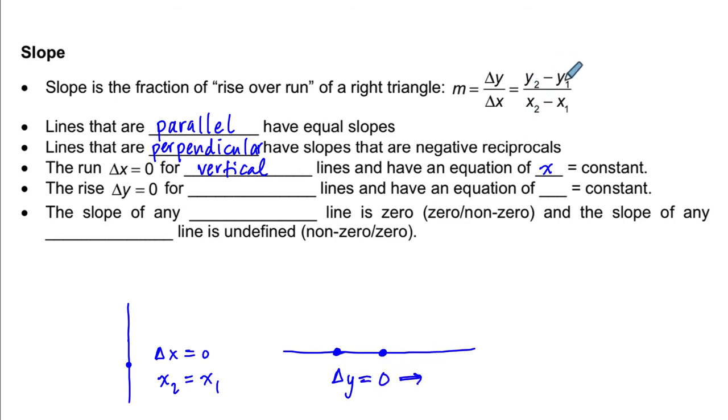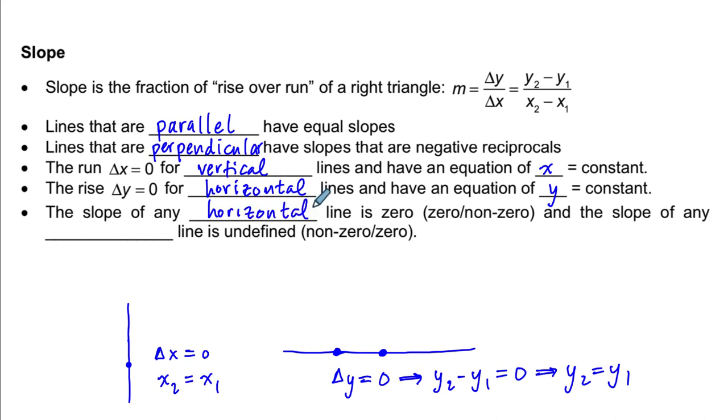Meanwhile, if the rise delta y equals 0, then we have horizontal lines which have equations of y equal to a constant. And lastly, we know that the slope of any horizontal line is 0 because we have 0 rise over non-zero run, but the slope of any vertical line is undefined because we have a non-zero rise over a 0 run.